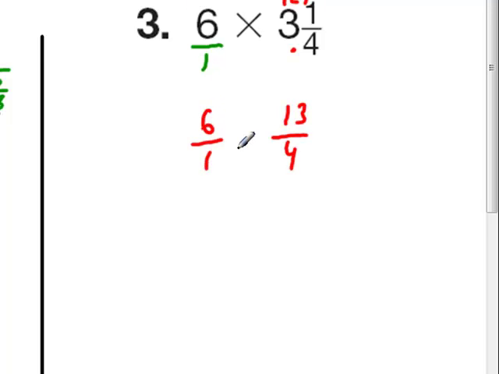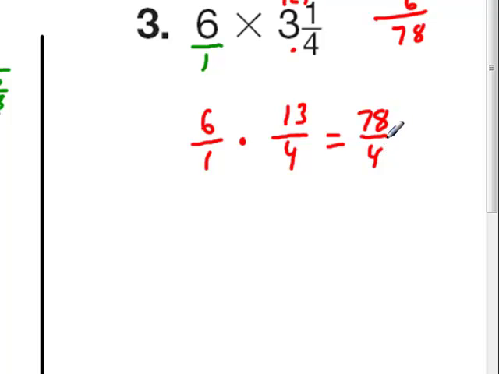Let's bring this down. 6 over 1 times 13 over 4. So now we multiply across. 1 times 4, the denominator is going to equal 4. And 6 times 13. If you don't recall how to do that, simply write it down and do the multiplication. 3 times 6 is 18. 6 times 1 is 6, plus 1 is 7, so it's 78. So our answer is 78/4.